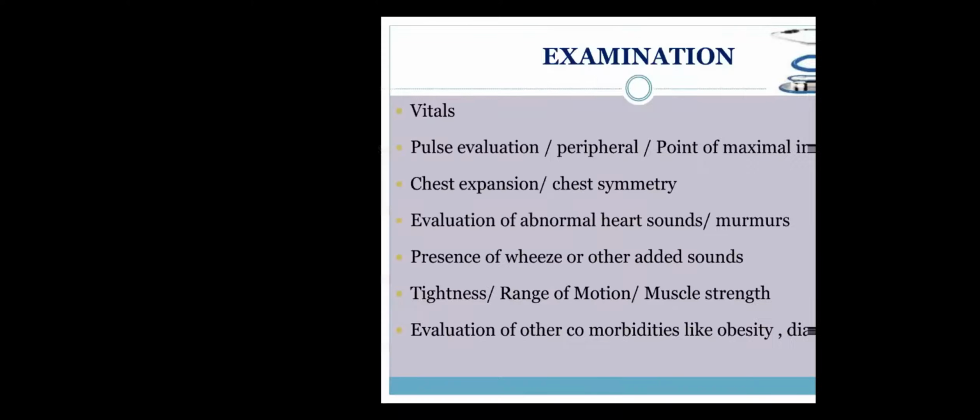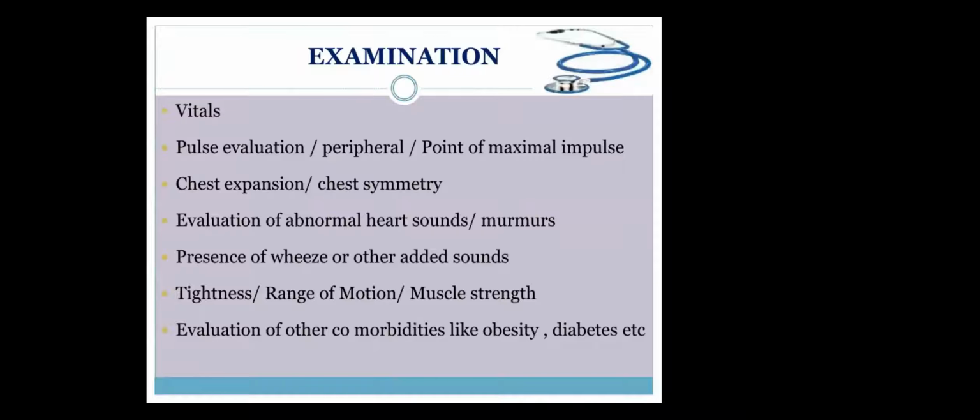General examination again will include vitals and pulse evaluation. Along with the normal rate of pulse that we usually take, in these patients you should also go for other parameters like rhythm, volume, force of the pulse, tension, and also palpation of the peripheral pulses is necessary. Along with all these things, point of maximal impulse needs to be specified.